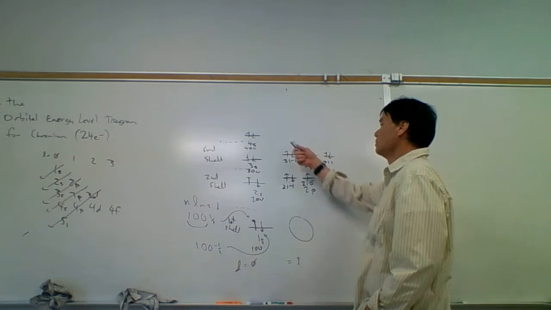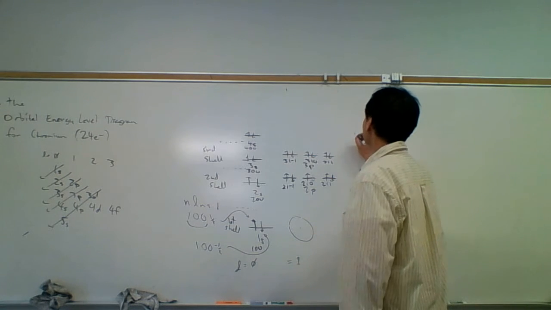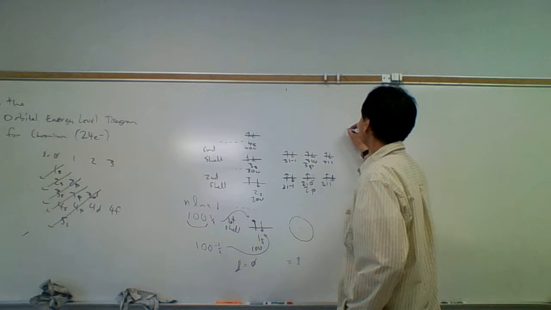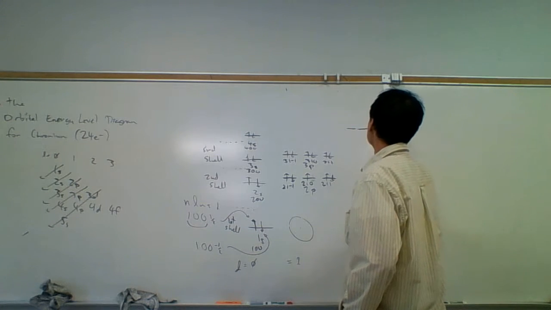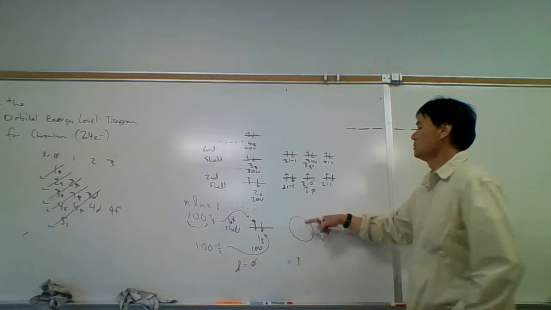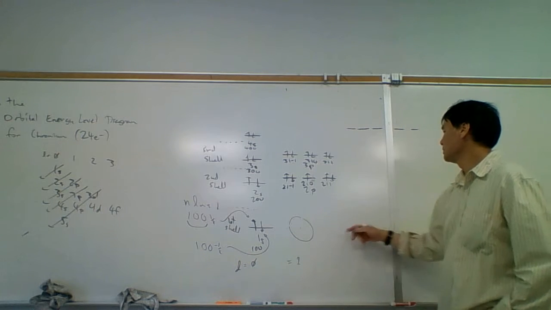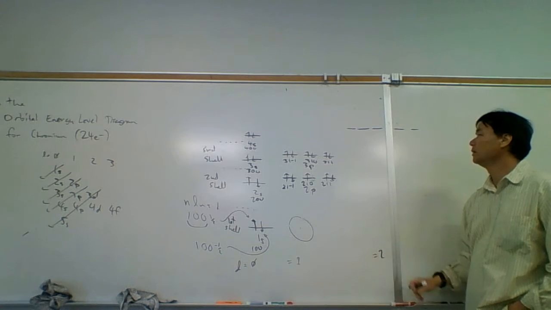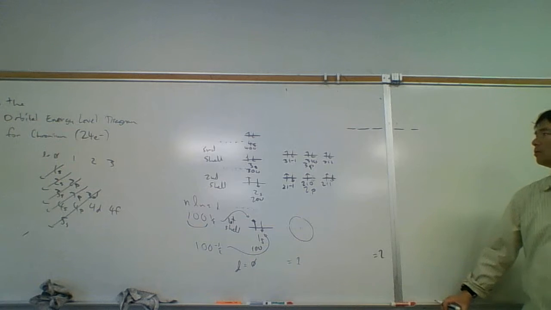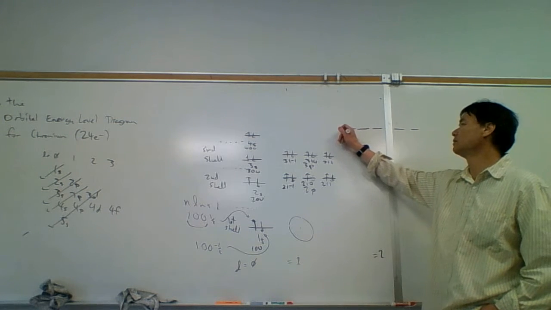So it goes 4s, and then the next one will be 3d. So the 3d are the next L. The next L I'm going to put over here. So this is L equals 0, this is L equals 1, this is L equals 2. Over here, what are the quantum numbers for each of these 5 orbitals?